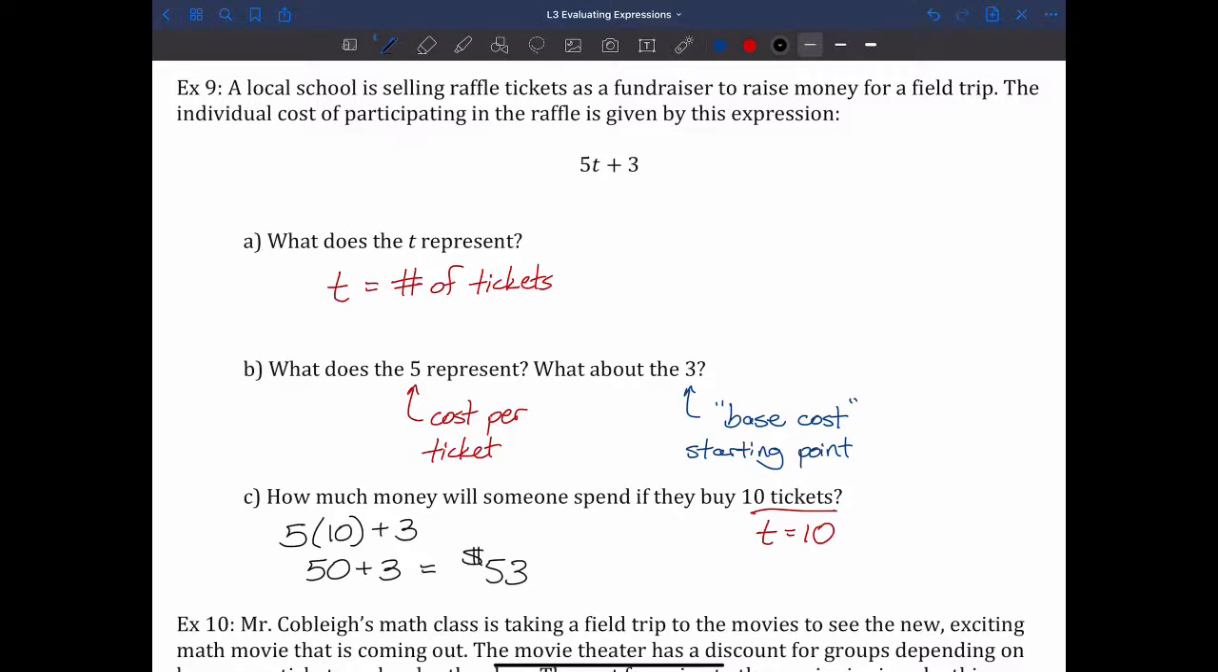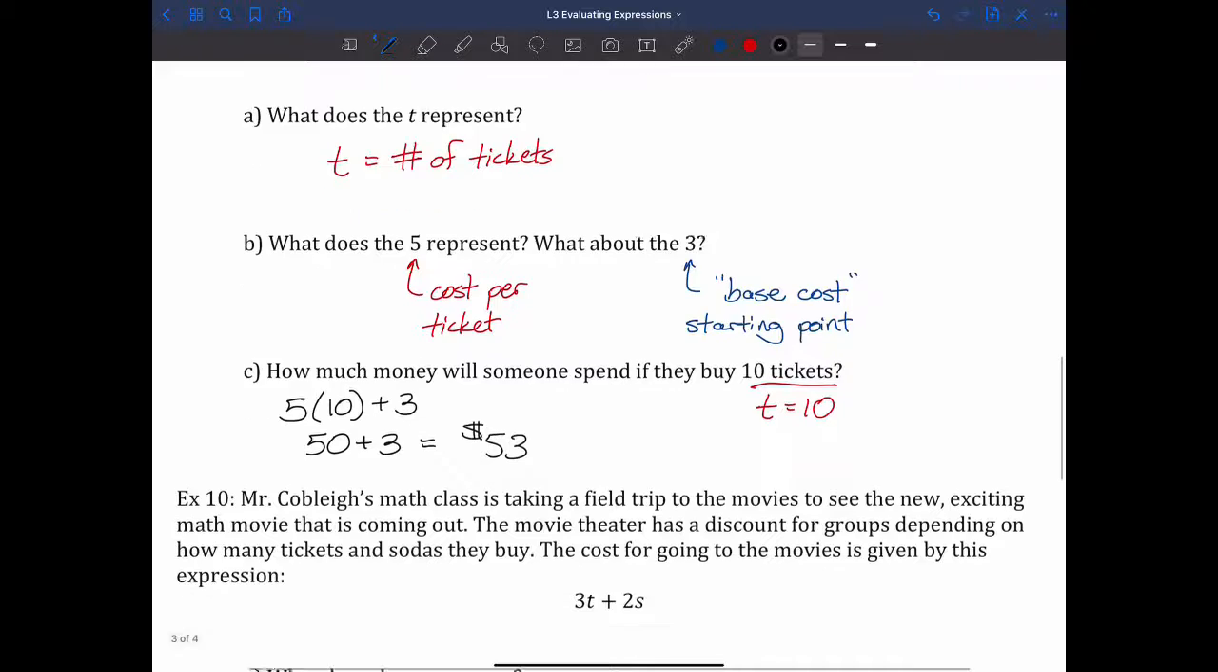Right? I could figure that out if I wanted to buy 265 tickets. I could plug in 265 for t and then solve it the same way. So this is what I was talking about at the beginning, where a variable might just be a number that changes. T is something we don't know because we don't know how many tickets somebody's going to buy, but that number could change, which is why we use a variable to represent it. Let's try another one out.